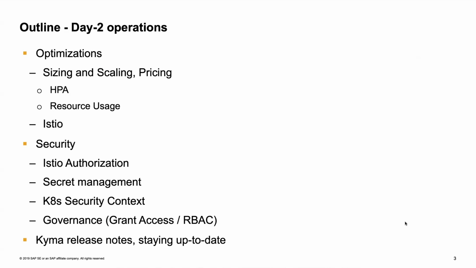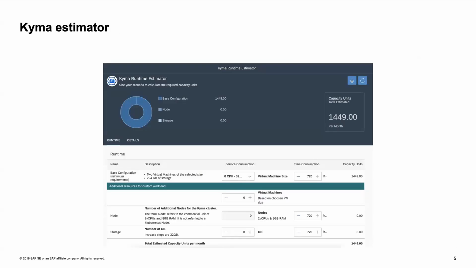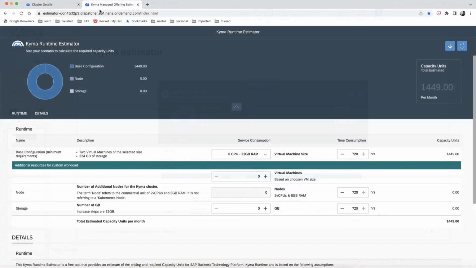Okay, so let's go further. Let's go to the second slide. We'll start with understanding the Kyma sizing and cost part here. I'll quickly go to the estimator because it looks a bit better in the actual browser, so you can also see what's happening there. I'm just going to open the estimator here. So this is the Kyma estimator.